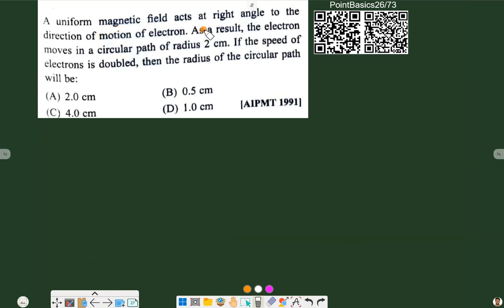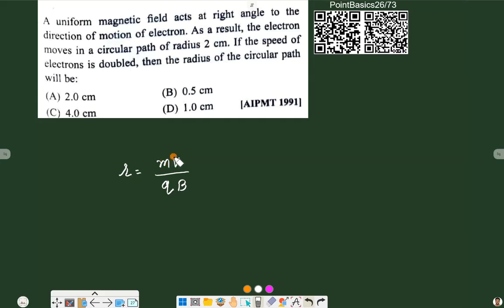A uniform magnetic field acts at a right angle to the direction of motion of an electron. As a result, the electron moves in a circular orbit of radius 2 centimeter. If the speed of the electron is doubled, then the radius of the circular path will be? So we know that radius is given by mv by qB, and it is mentioned that speed is doubled.